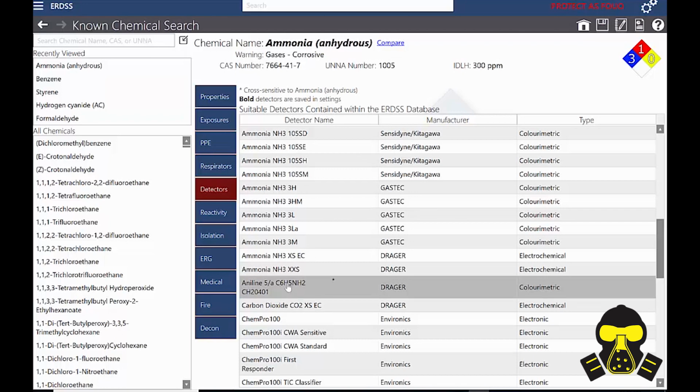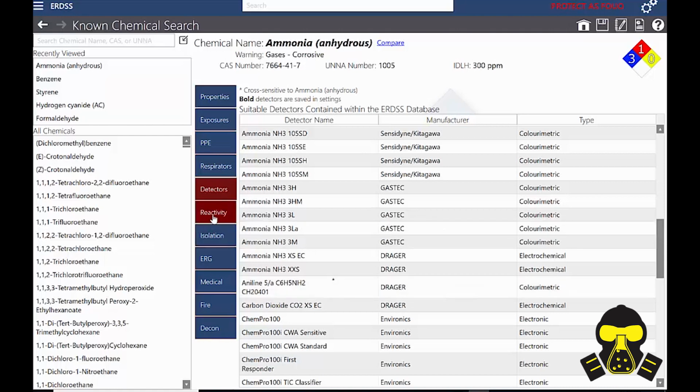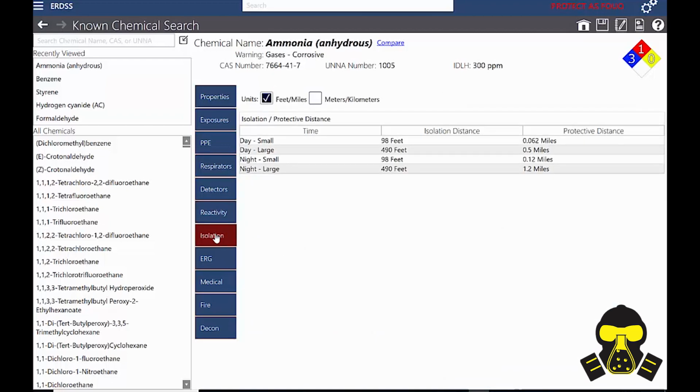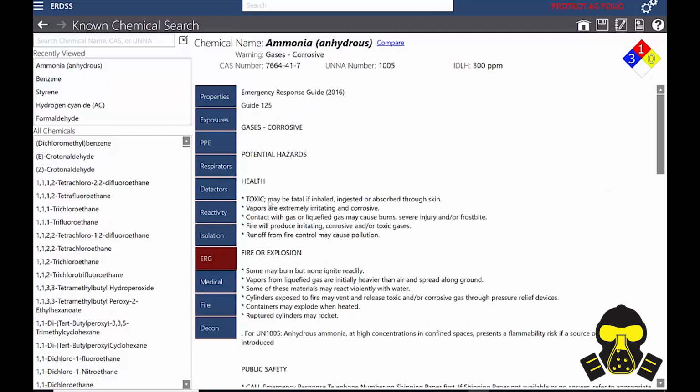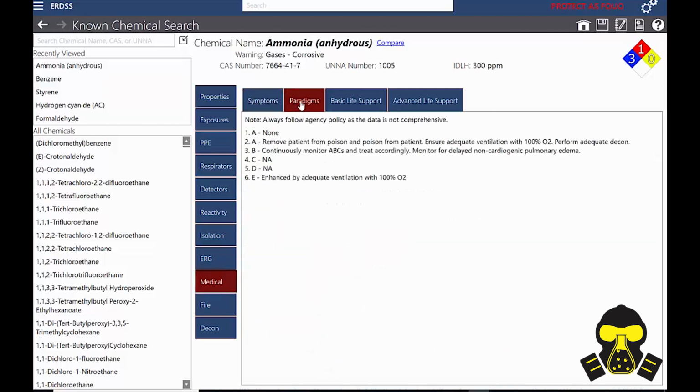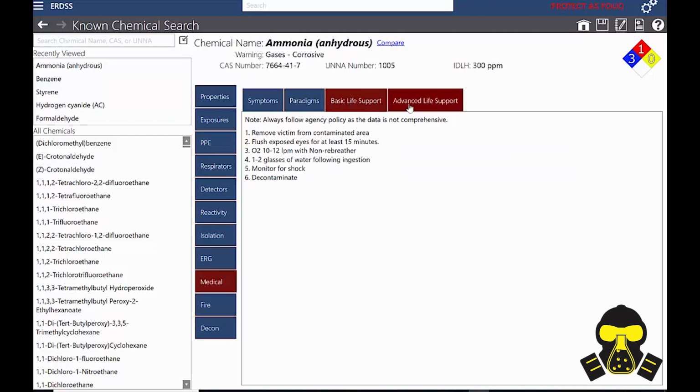But let's just quickly go through some more here and the basics. So reactivities, again, that's just the things to watch out for, don't put it with. Isolation distances, straight out of the ERG. It'll always say which year ERG, so when the 2020 comes out, it'll come out with a new release with it in there. Medical goes into all your symptoms of exposure, your paradigms, your ABCs, your basic life support, and your advanced life support protocols.